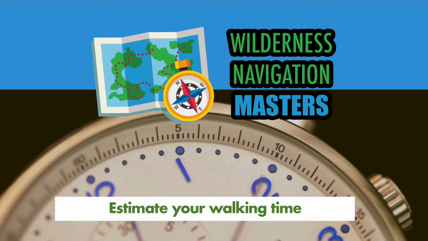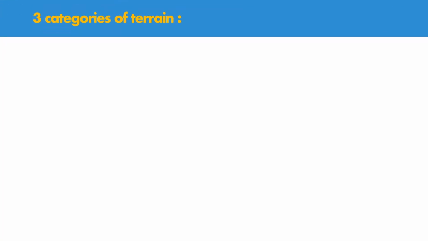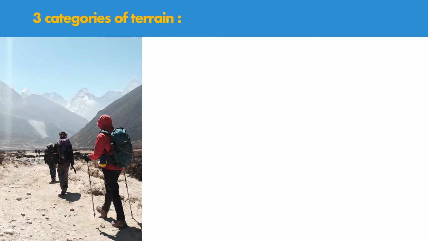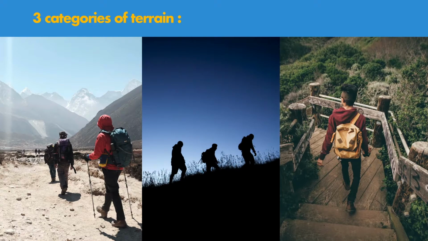Hello and welcome to this video of the online course Wilderness Navigation Masters, where you will learn how to estimate your walking time just from your topographic map. Now that you know your terrain on your map, you have to sort it into three categories: flat parts, uphill parts, and downhill parts. Why?